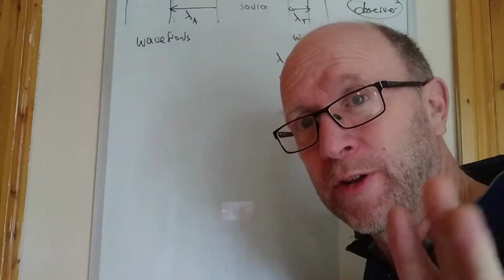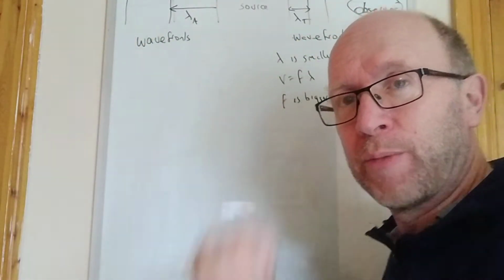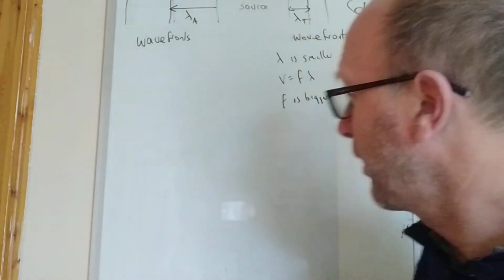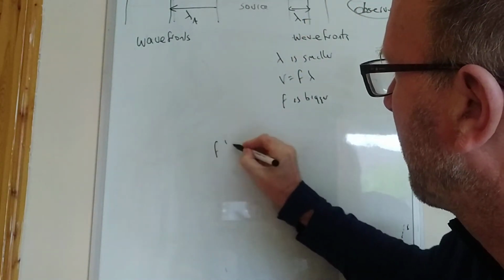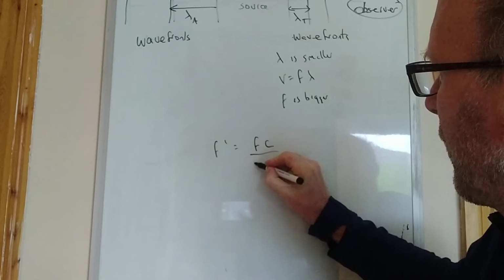Now, if you're asked to describe it, you don't describe it with that diagram, you use the proper diagram of circles, which we'll look at in a minute. That's it. And we have a formula. We'll look at calculations in a minute.